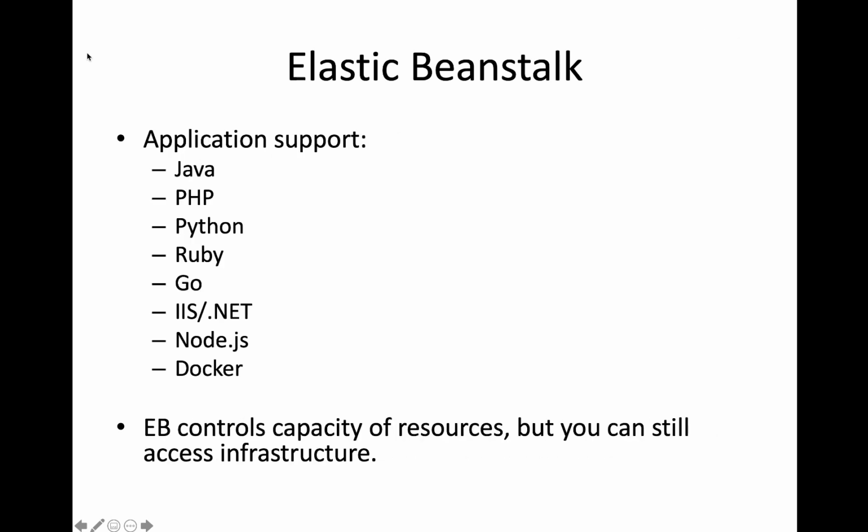Elastic Beanstalk supports a number of different application frameworks, anything from Java, PHP, Python, Ruby, Go, .NET applications, Node applications, Docker containers, and so on. And the list just keeps expanding every single year. Now, the Elastic Beanstalk service will control and manage the underlying infrastructure, but you can still access that infrastructure, and you can actually still tweak the configuration of that infrastructure to a certain extent.